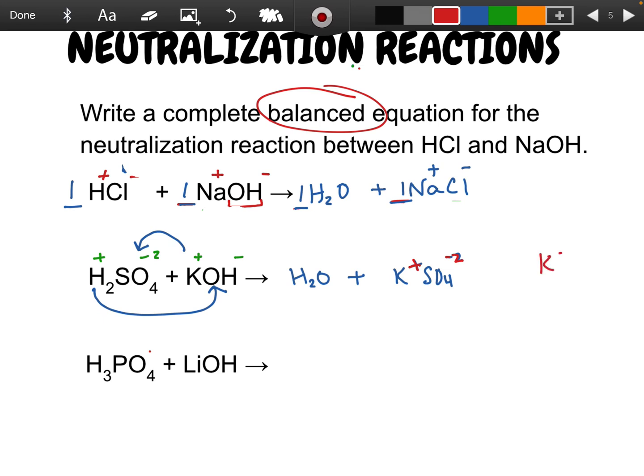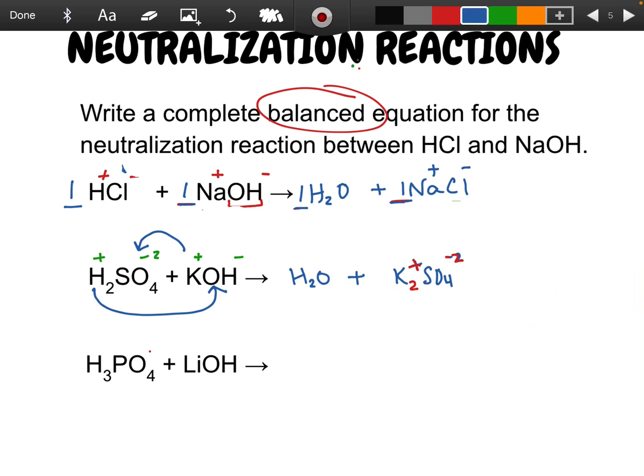So if potassium is +1 and SO4 is -2, we will need 1 extra potassium, so then our positive charges will equal our negative charges. So we would need 2 potassiums for every 1 sulfate. So remember, when you're balancing the charges, you have to put the little subscript at the bottom.